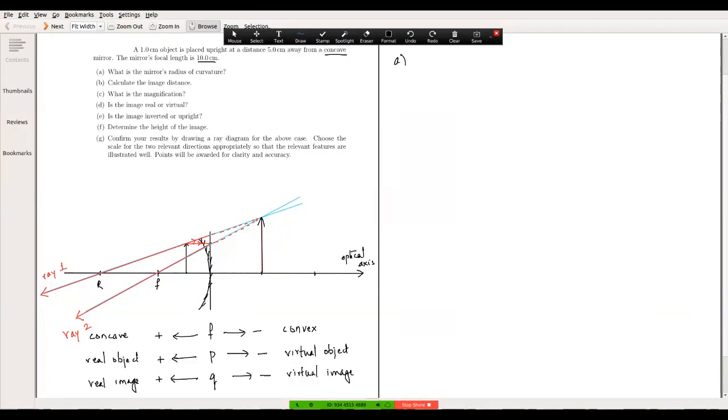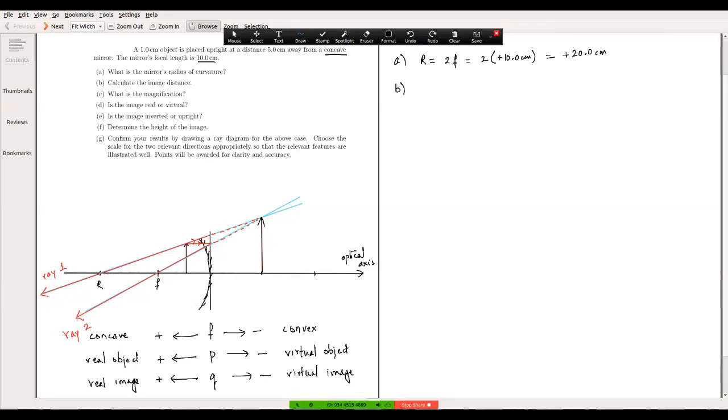Part A, what is the mirror's radius of curvature? R is 2 times the focal length, which is 2 times plus 10 centimeters, which is plus 20 centimeters. Plus is measured to the left, so it is the radius of curvature. It's this point here, which we already used in drawing the ray diagram.